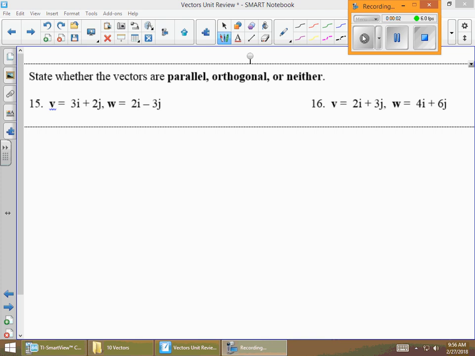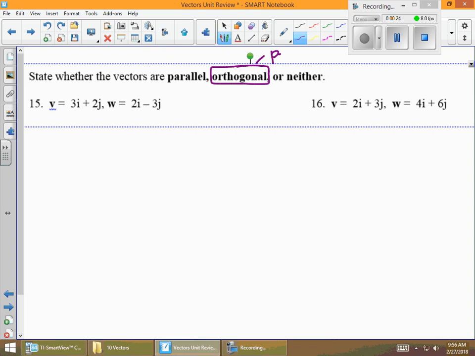Another application of dot product is being able to tell whether your vectors are parallel, perpendicular, or neither. And the way that we talk about perpendicular in the context of vectors is to call them orthogonal. So orthogonal just means that we have perpendicular vectors.